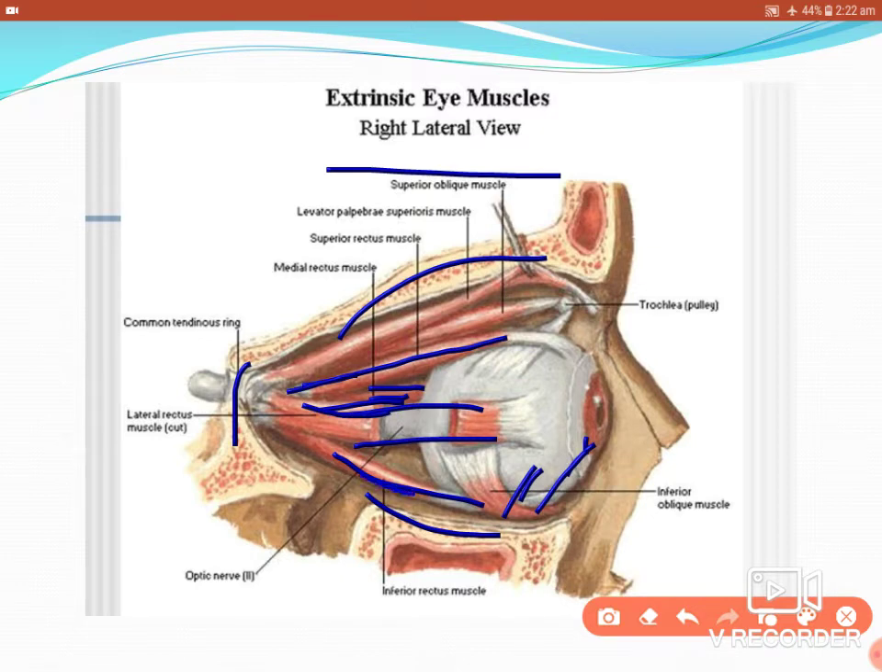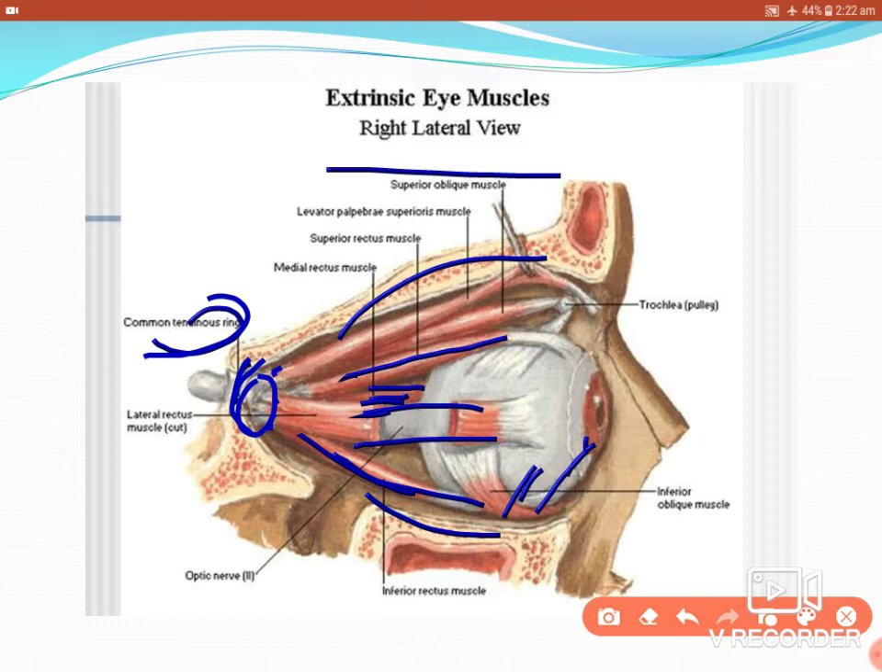These four recti have a common origin, that is from the common tendinous ring. Over this we can see this fibrous ring in the apex of the orbit over the optic canal and the medial end of the superior orbital fissure.